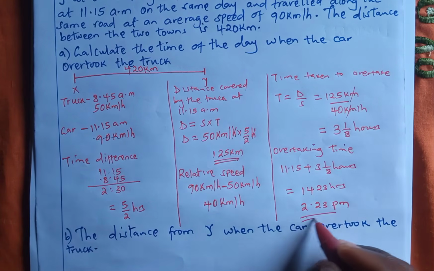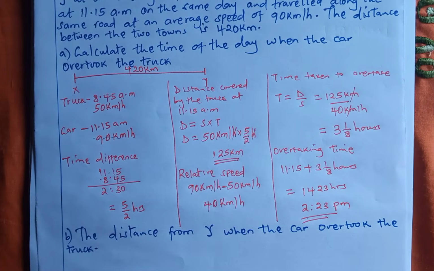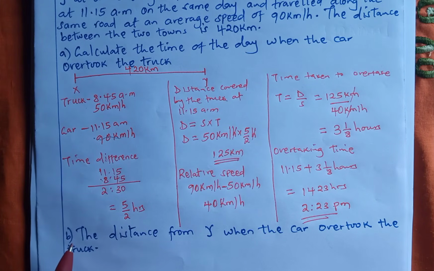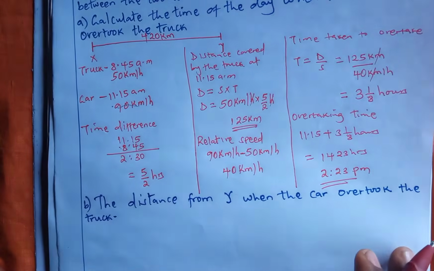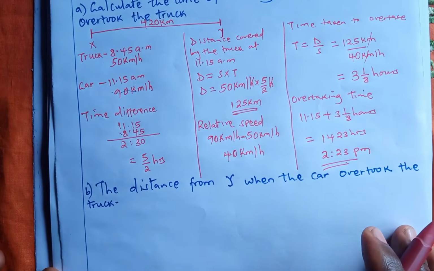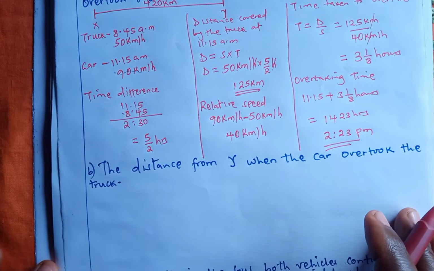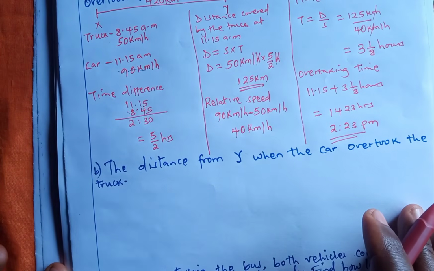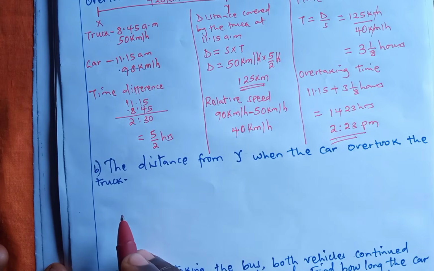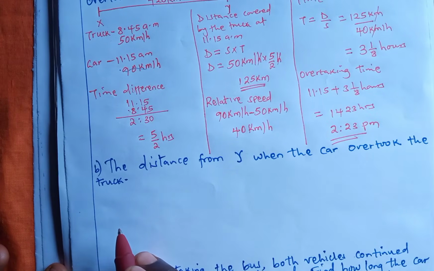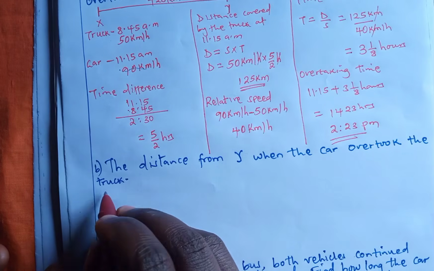2:23 p.m. So that is the time of the day when the car overtook the truck. Let us continue to part B, which says: the distance from Y when the car overtook the truck.